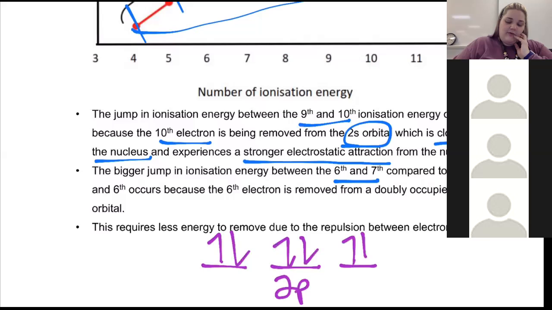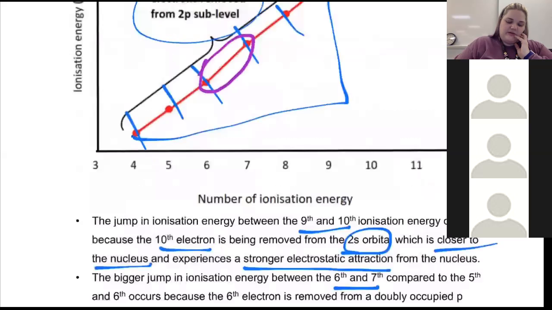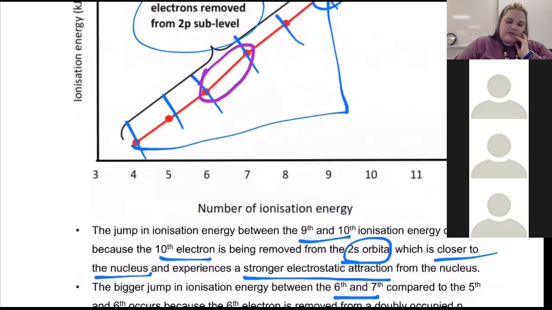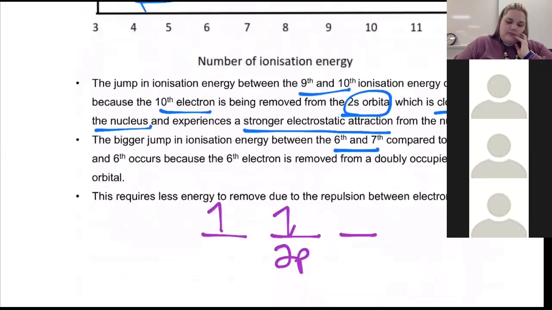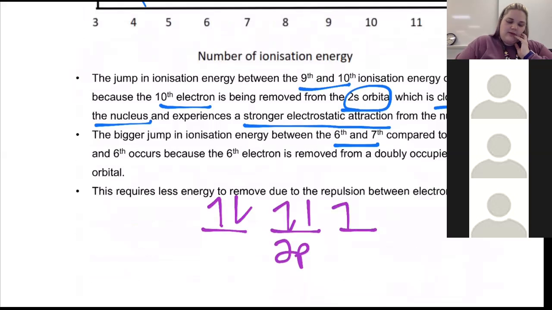But if I remove another one now, it takes more energy because now I'm removing it from a singly occupied orbital. So that's why between these two, there's a slightly bigger gap, because the electrons being removed first were these 3. And so they're all about equal energy. But then once I get rid of those 3, the next one is going to require a little more energy. And so there's a little steeper jump.